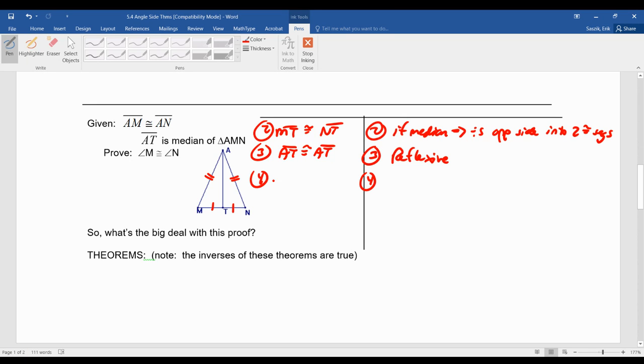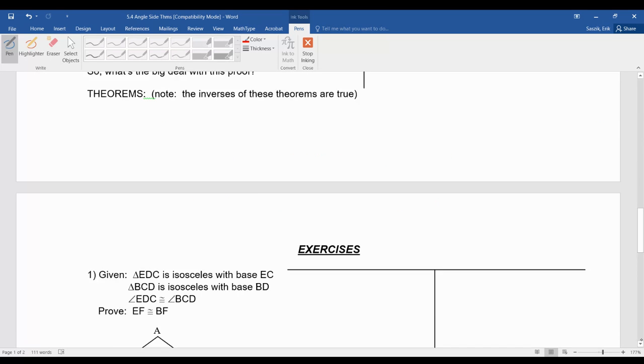And we can prove that triangle AMT is congruent to triangle ANT. And that's by SSS, which allows us to then say that angle M is congruent to angle N by what? CPCTC. So proof is super simple, but what it's going to do is going to lead us to a shortcut theorem.